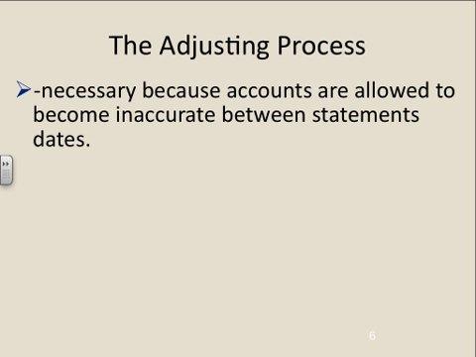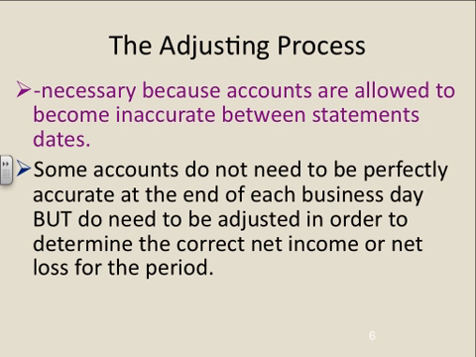The adjusting process is necessary because accounts are allowed to become inaccurate between statement dates. For example, when you buy supplies, you debit supplies and credit cash. And then slowly but surely over the month, you start using up those supplies, and the supplies start going down. However, you've not done anything to your supplies account. You may have used the entire supply cabinet up and your supplies still might say $100, but that's inaccurate. So some accounts do not need to be perfectly accurate at the end of each business day. However, they do need to be adjusted at the end of the fiscal period in order to determine the correct net income or the net loss for the period.